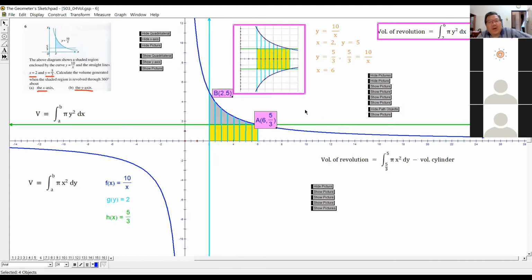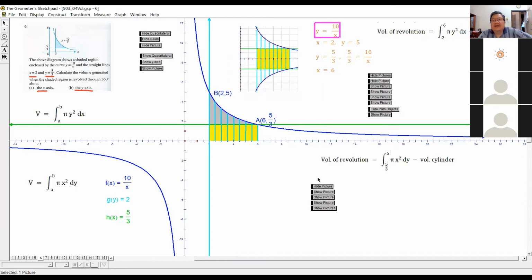So how to find the point A and the point B? Now it comes from this part here. The curve y equals x/10. The curve is this blue line here.